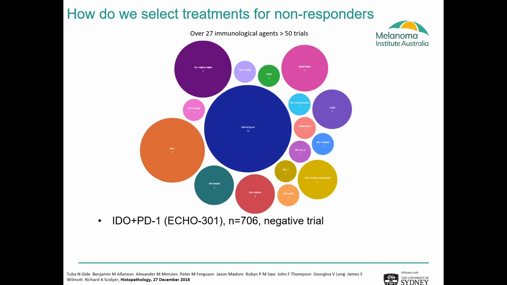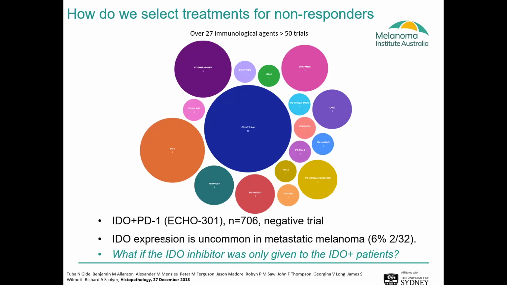This is really important because we've seen studies, large-scale phase 3 trials, where patients were given combination inhibitors in an unselected manner, so all patients given the drug regardless of their biomarker expression. And this has ended up being a negative trial. However, we know that things such as IDO are uncommonly expressed in some patients. So in metastatic melanoma, as little as 6% of patients express IDO in their tumour. So it raises the question, what happens if we conducted these types of trials where IDO inhibitors are only given to patients that are IDO positive? Could we achieve a much better survival for a subgroup of patients?